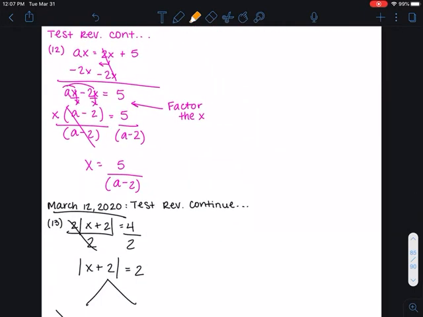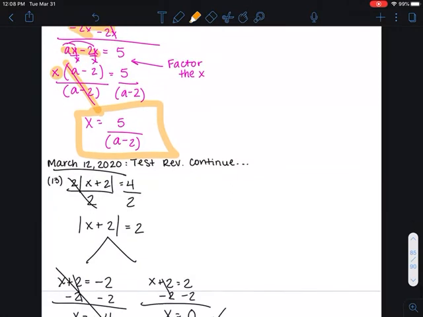Here we go. Alright, number 12. Ax is equal to 12x plus 5. They want you to solve for x, so we brought the x's to one side, so we had ax minus 2x is equal to 5. Then we factored out the x to get x by itself. We divided by a minus 2 to cancel those, and we ended up having x is equal to 5 over a minus 2.